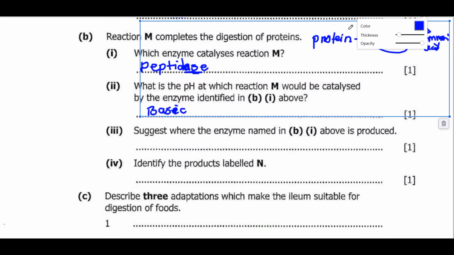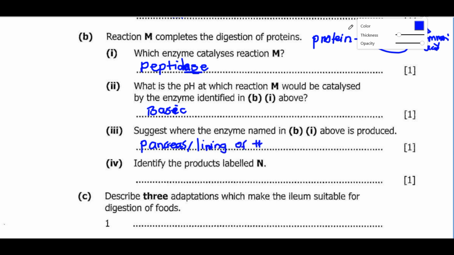Then Roman number 3, suggest where the enzymes named in B1 above are produced. So it can be the pancreas, because the pancreas has pancreatic juice that has enzymes that complete digestion, or we can say the lining of the small intestines. And if you look at the small intestines, we are looking at the duodenum, because the completion of digestion, mostly for proteins, and absorption occurs in the duodenum. The duodenum is the first part of the small intestines.